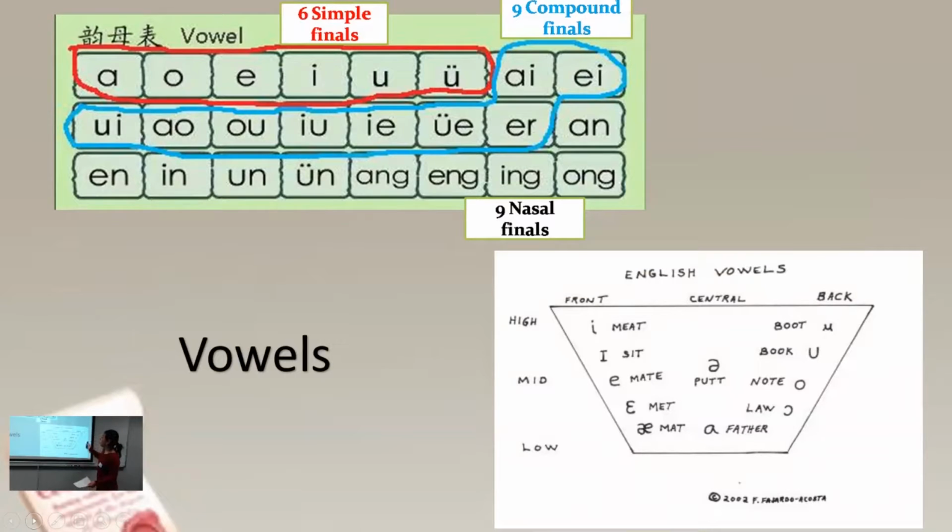Now we are looking at vowels. Major Chinese vowels are here: a, o, e, i, u, ü. And those others are combinations, or combinations with the nasal finals. It's not as many as English, and we don't have as many as English. So this one is a difficult one. We don't have a difference in vowel length.